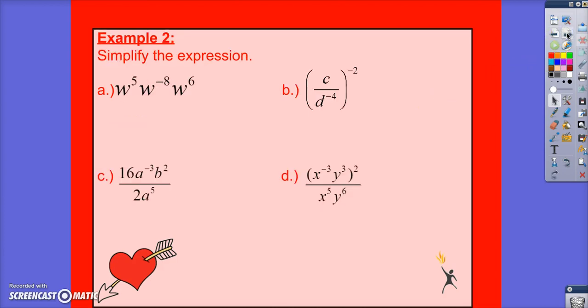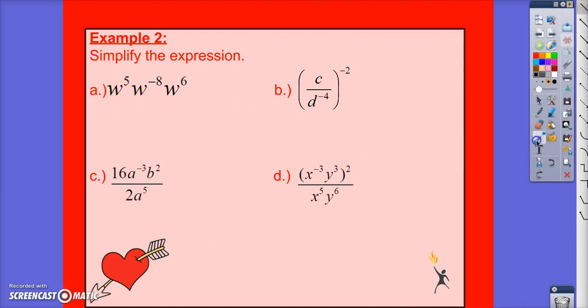Example 2. Now here we can't really multiply them out because we jump to variables, right? So with example 2, I'm going to start with the W here. Oops, wrong thing here.